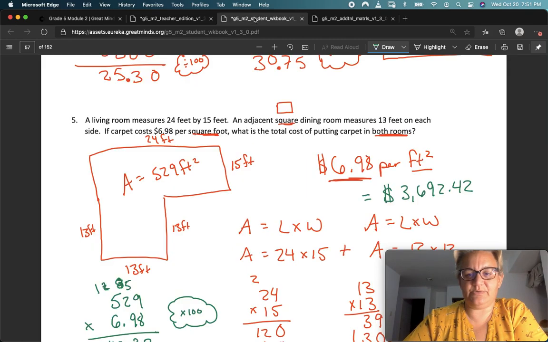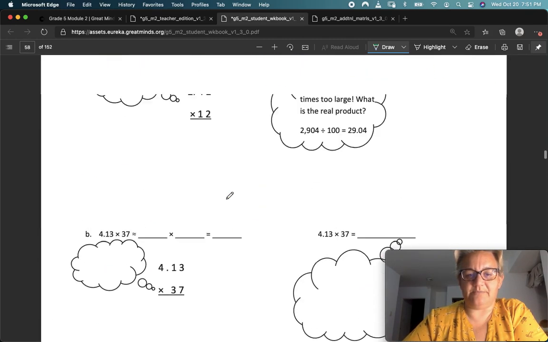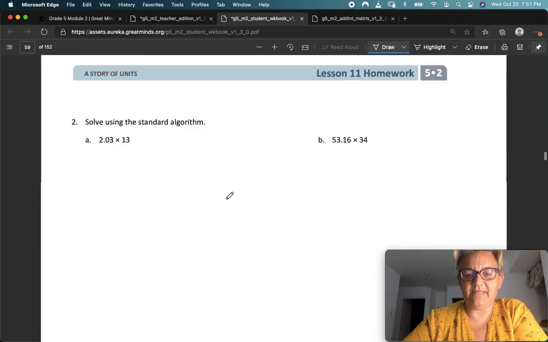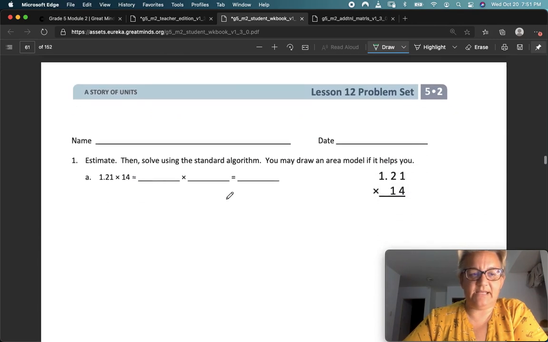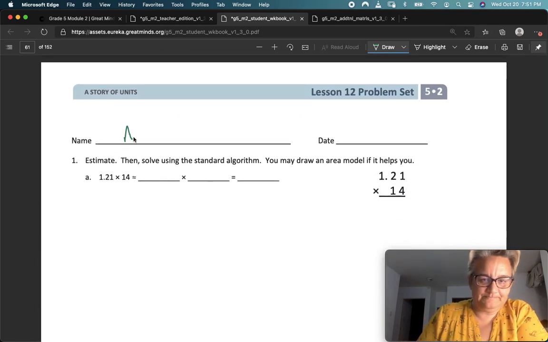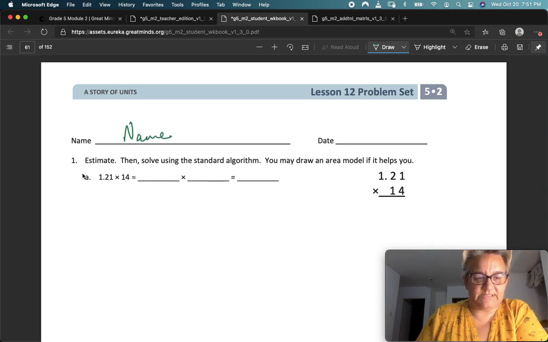So let's go to your problem set. Here it is, lesson 12 problem set. Name on your paper. And we'll start right off with number 1. It says estimate. Then solve using the standard algorithm. You may, which means it's optional, draw an area model if it helps you.